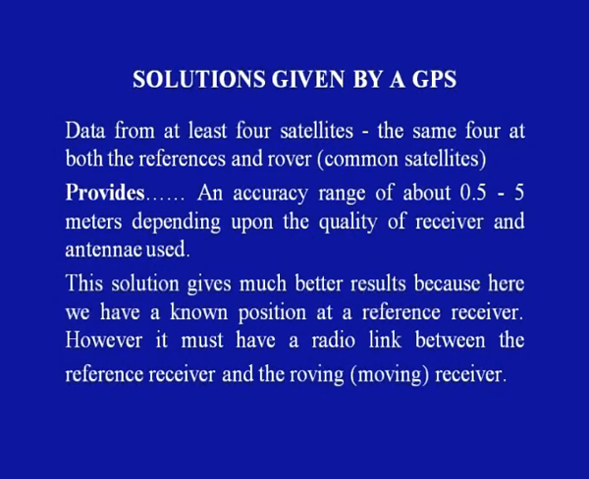Data from at least 4 satellites, that is the same 4 at both the reference and rover receivers, are required. It provides an accuracy range of about 0.5 to 5 meters depending upon the quality of the receiver and the antenna used. This solution gives much better results because here we have a known position at a reference receiver. However, it must have a radio link between the reference receiver and the rover, that is the moving receiver.